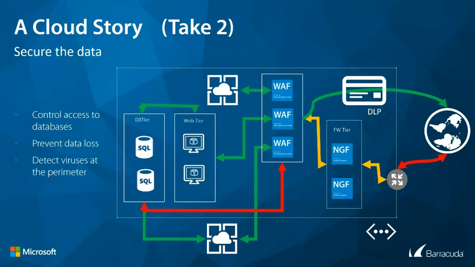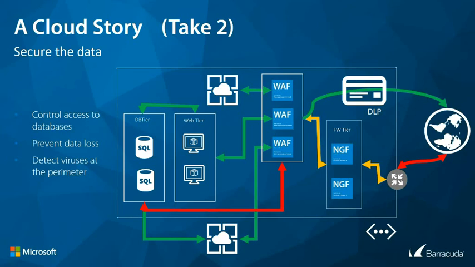So the NG firewall, with a firewall rule set, is going to be allowing port 80 and port 443 between the WAF and the web tier. We're going to block access between the WAF and the database tier, and we're going to allow the web tier and the database to communicate, because that would be kind of awkward if they couldn't.